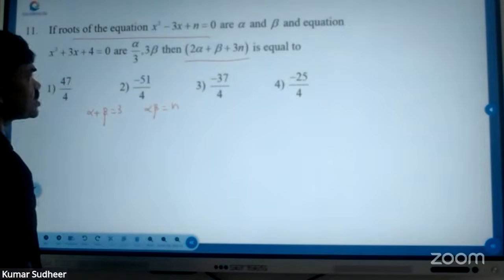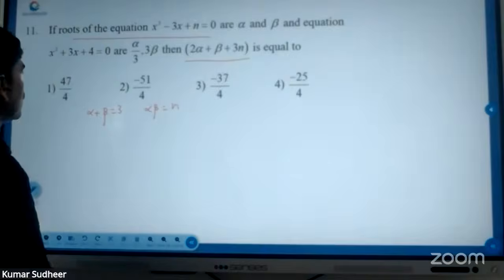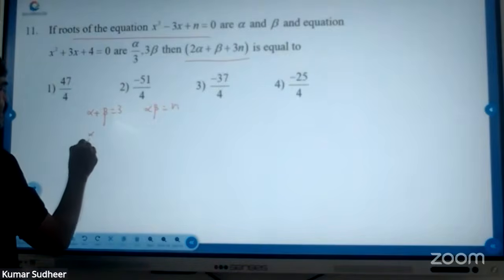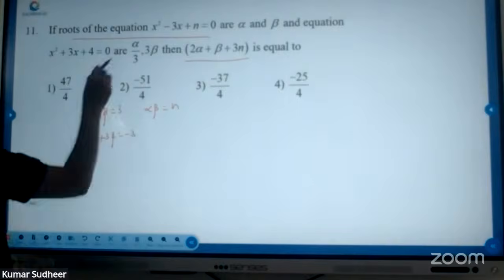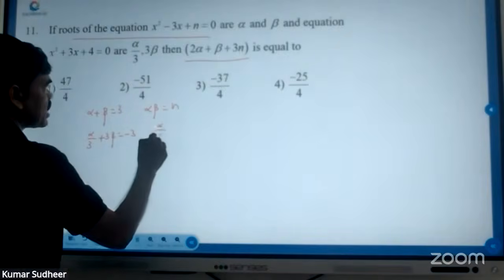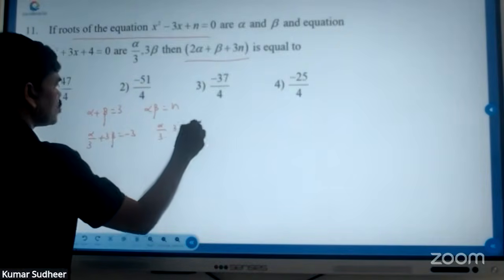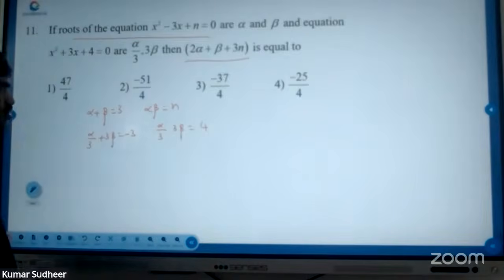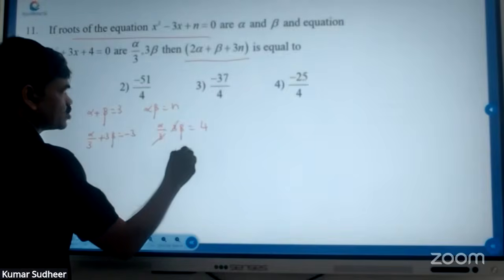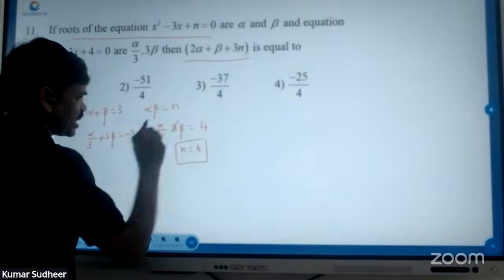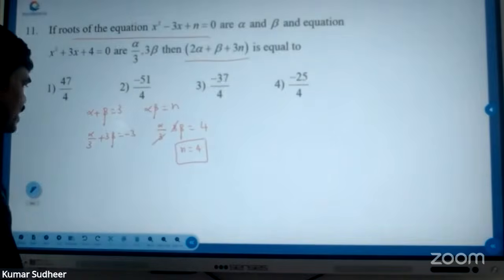From the second equation, we can write alpha by 3 plus 3 beta, that is equal to minus 3. And alpha by 3 into 3 beta, that is equal to 4. So n value directly we are getting from this equation. So this will get cancelled. Alpha beta is n. So n value we are getting directly. There is no problem in there.